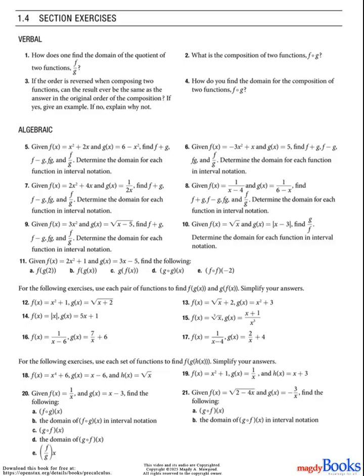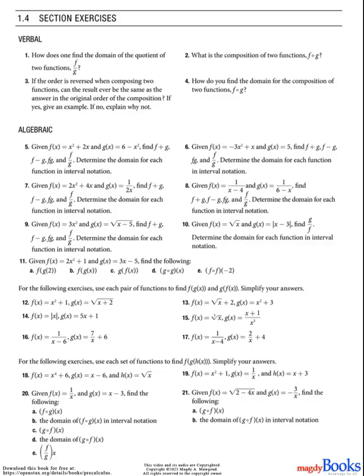6. Given f of x equals negative 3x squared plus x and g of x equals 5. Find f plus g, f minus g, fg, and f over g. Determine the domain for each function in interval notation.